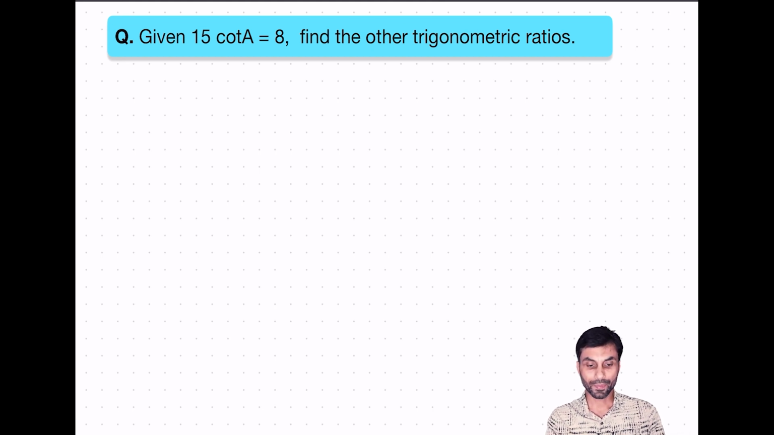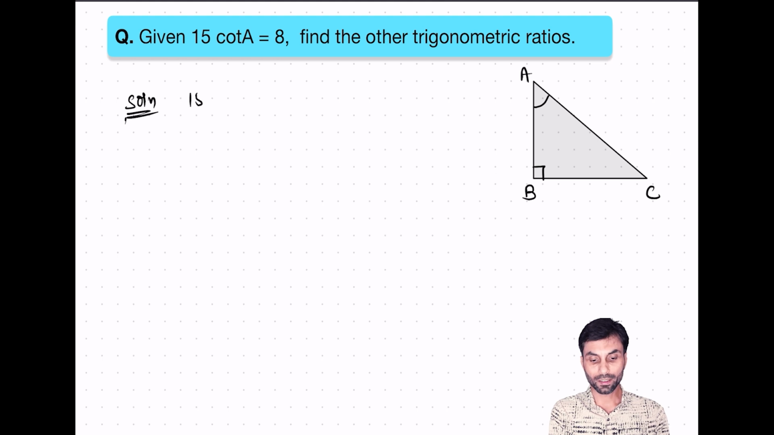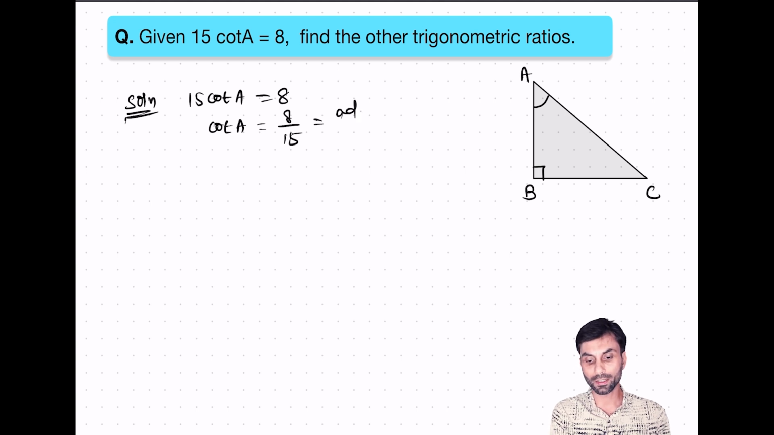The next question is that it is given that 15 times cot A equals 8, we have to find the other trigonometric ratios. So it is given that 15 cot A equals 8. That means cot A will be equal to 8 upon 15. And we know that cot A is what? It is adjacent upon opposite. So here we'll take, let adjacent, which is AB here, AB equals 8K, and opposite, which is BC, equals 15K.